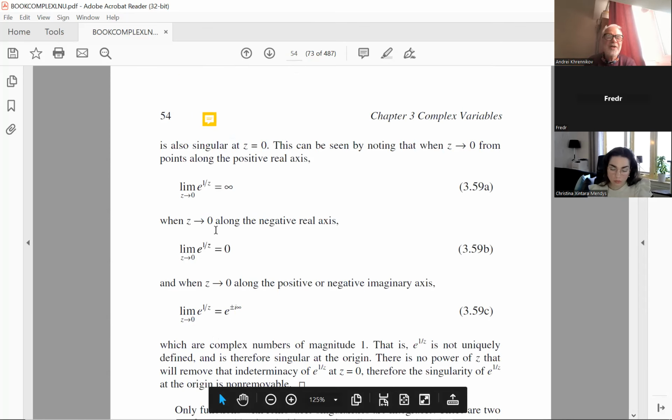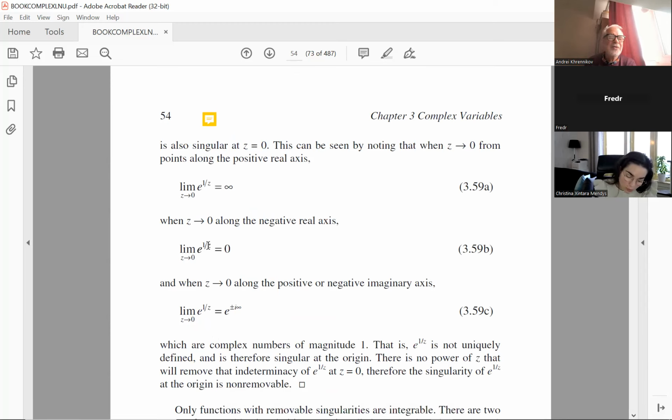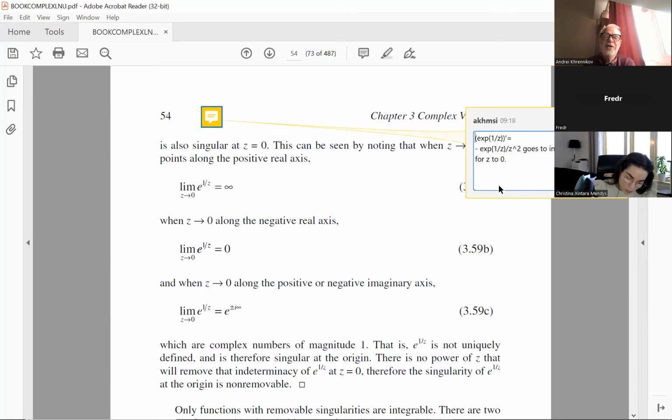So here are some calculations, but maybe we do not need to do them. I think we can do it simply. Take this function, exponent 1 divided by z, and take its derivative. So what would the derivative be? Minus exponent 1 divided by z square. So it goes to infinity for z going to 0. So this is the singularity.